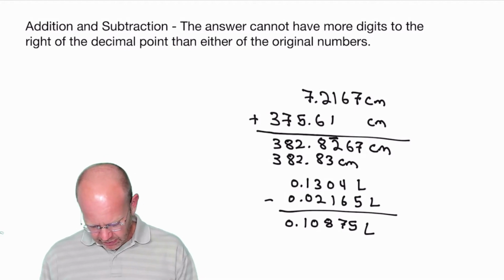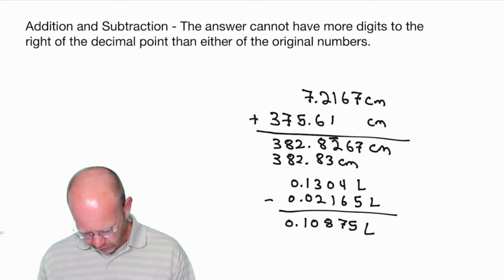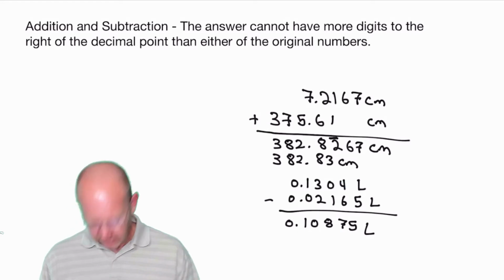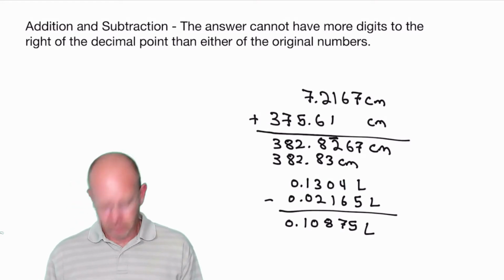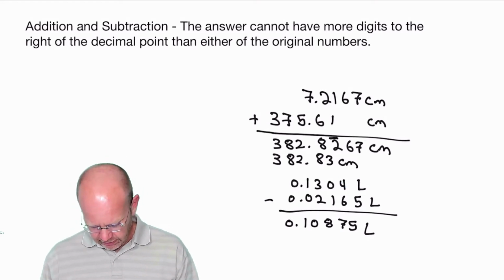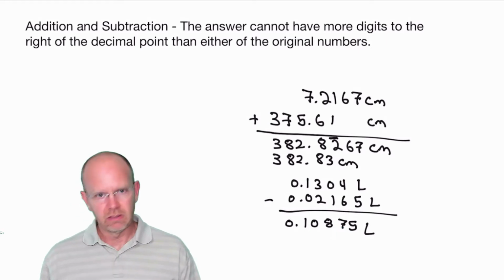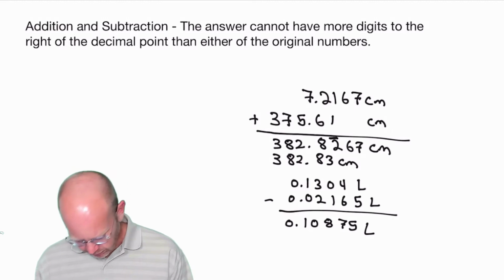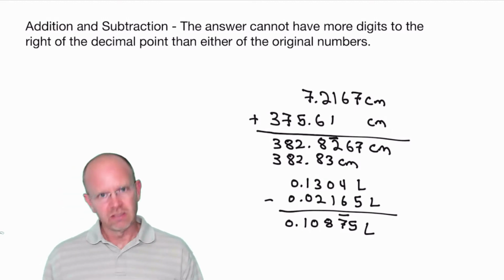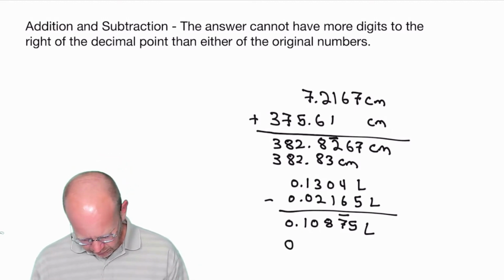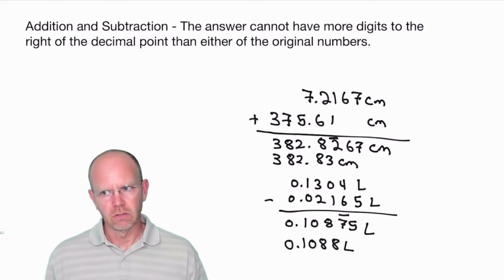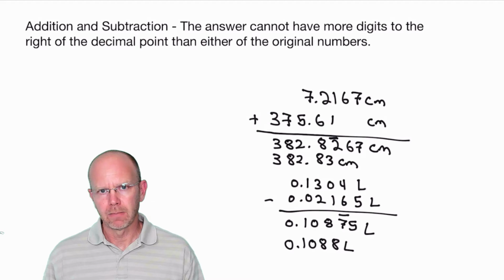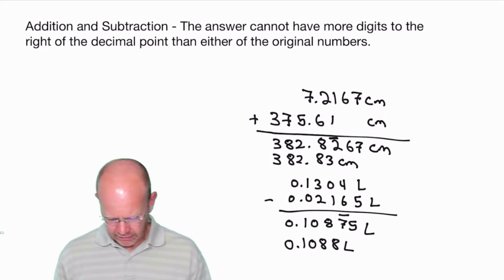So what that means is that first number is going to limit the number of significant digits in the answer because that's in the 10,000th place. That's going to be the last significant digit possible in the answer. And so this 7 is the last significant digit. And again, we have a 5 there, so we could round that up. Since a 5 is what follows it, it's 0.1088 liters. So that's how we deal with significant figures in addition and subtraction.